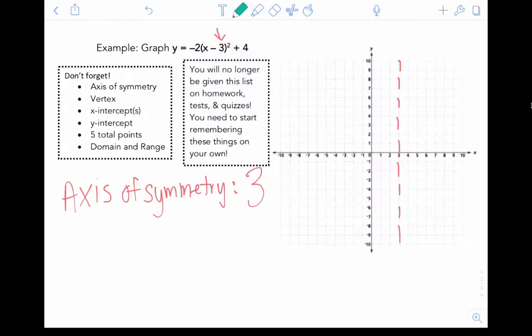Next, I'm going to do the vertex. This is written in vertex form, so I know that my vertex is those points right there. So my vertex is at (3, 4). I'm going to go ahead and put that on there.